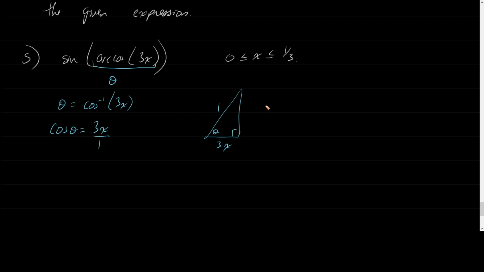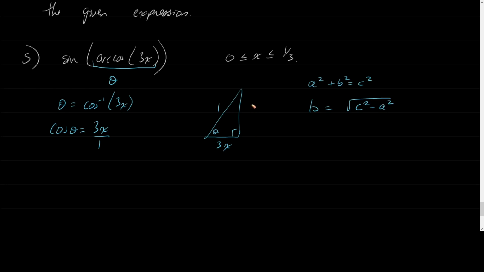And what would this side over here be? Well, from the Pythagorean theorem, maybe I'll write it this way, we have a squared plus b squared equals c squared, so let's solve for b. So that b is equal to the square root of c squared minus a squared.